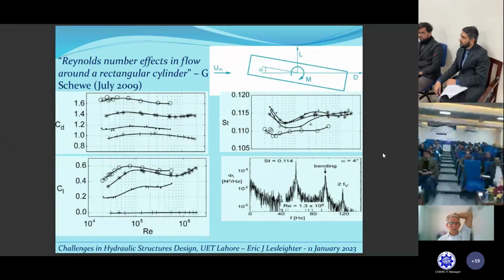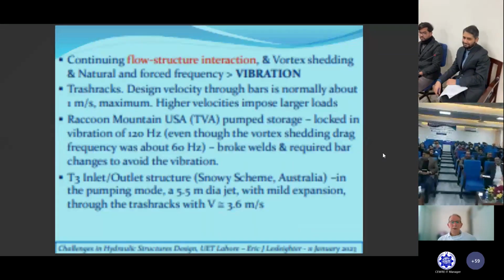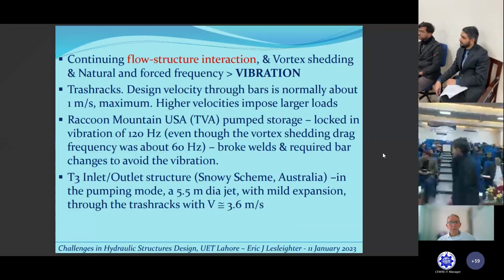In trash racks, you have to design bars such as that so that they don't have this high excessive transient loads, using lower velocities. There were some problems at Raccoon Mountain in the USA, a pump storage project. They lost all their trash racks because they vibrated, because of this lock-in between the vortex shedding and the natural frequency of vibration. In one of our projects in Australia, the T3 inlet outlet structure, we had a 5.5 metre diameter jet expanding through the trash racks in the pumping mode at 3.6 metres per second. That was an issue which we had to design for.